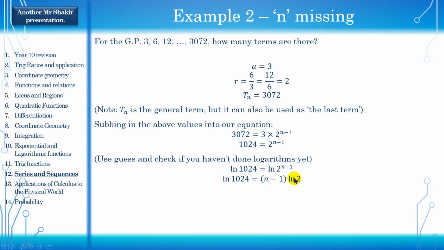Now we just manipulate as per normal. The log 2 divides over there, so like that. Now we add 1 to this side, put it in the calculator, and you get the answer of n is equal to 11. Easy. Logs is really easy.